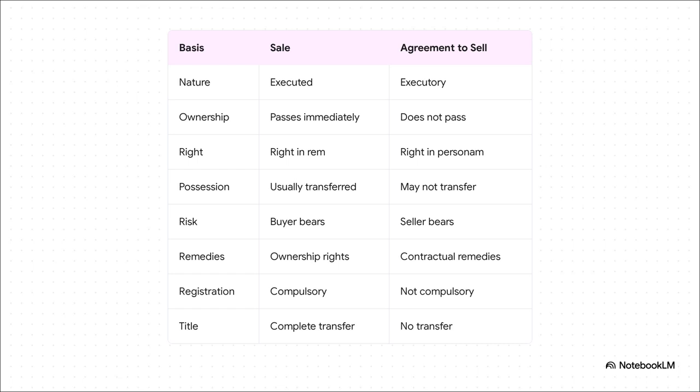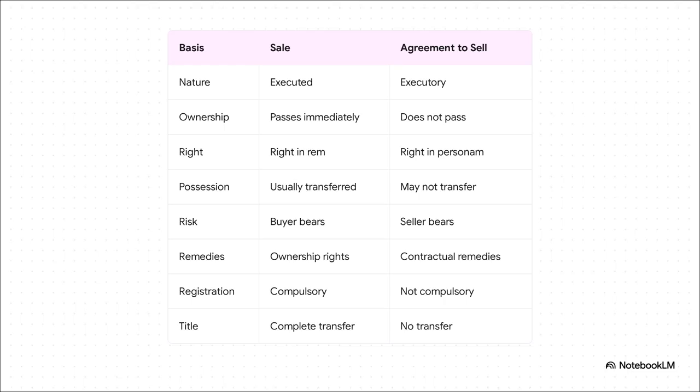Let's pause right here. This is crucial jurisprudential terminology. A right in rem is a right available against the whole world. If you buy the house, the entire world has to respect your ownership. A right in personam is a right against a specific person. If you only have an agreement, you can only sue the seller, not the whole world. Use these Latin maxims to impress the evaluator.